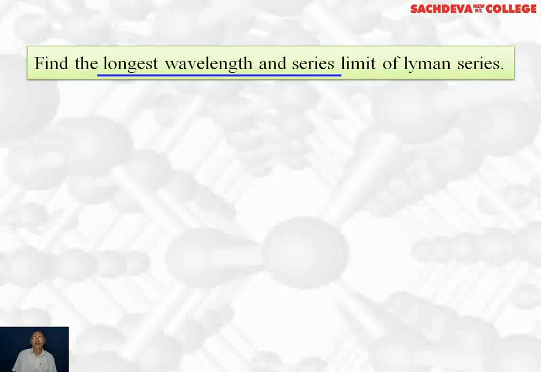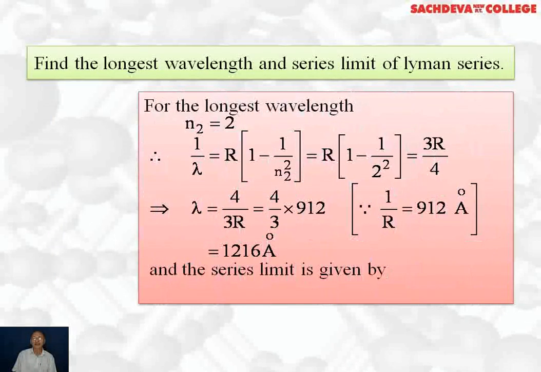Find the longest wavelength and series limit of the Lyman series. For longest wavelength, we substitute n2 is equal to 2 and calculate. 1 over lambda comes out to be 3R by 4, or lambda is equal to 4 by 3R.